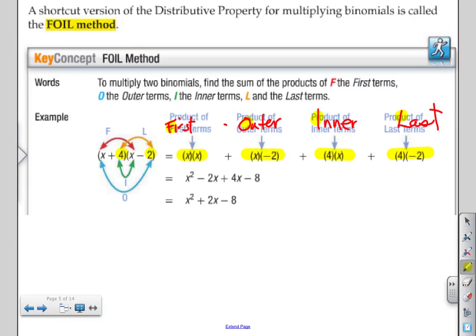Okay, it's a pretty big concept to learn. You're going to know it like the back of your hand before you're done with this. So, okay, let's try it. So then we just multiply and we get x squared minus 2x plus 4x minus 8. And then you combine your like terms and you get x squared plus 2x minus 8. All right, first, outer, inner, last.